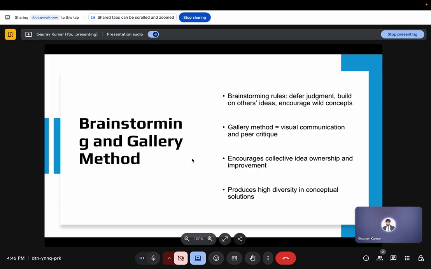It creates collective ownership and reduces bias from loud voices. Ideas are evaluated on merit, not hierarchy. So the gallery becomes a living map of the team's imagination.